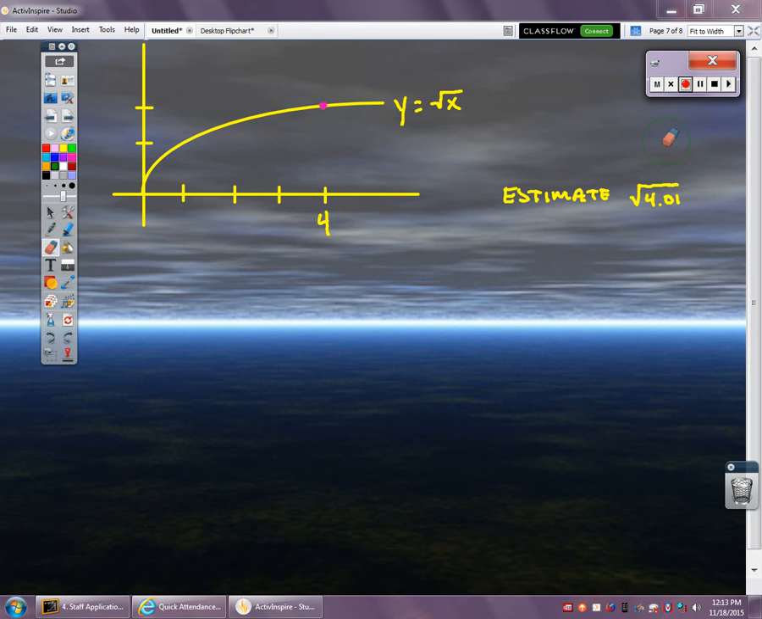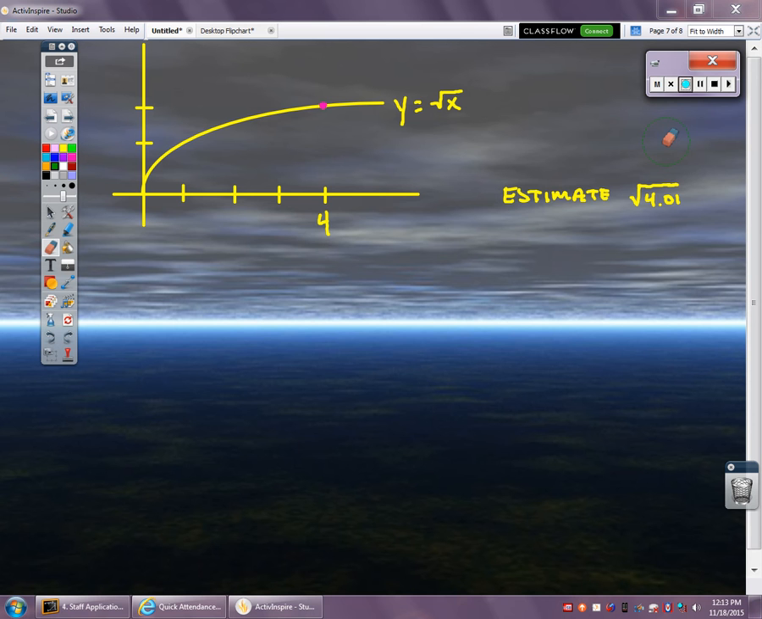In front of you is the equation y equals root x in its graphical representation. I want to try to estimate the square root of 4.01. Now, I'm not going to do this with a calculator. I want to use calculus. Yes, I could just type that into the calculator, square root of 4.01, and get an answer. I don't want to do that. I want to use a technique called local linearization.